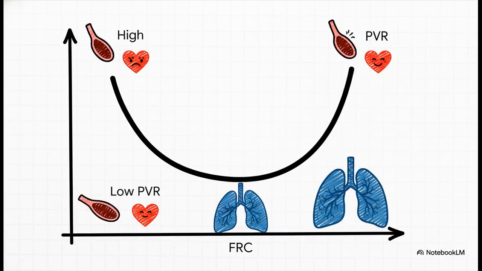And here's one last beautiful little piece of physiology for you to file away. The body is incredibly smart. We do our normal, quiet breathing right around our functional residual capacity, our FRC. And it just so happens that FRC is the exact lung volume where the resistance in all those pulmonary blood vessels is at its absolute lowest. It's perfectly designed to make the right ventricle's job as easy as possible.